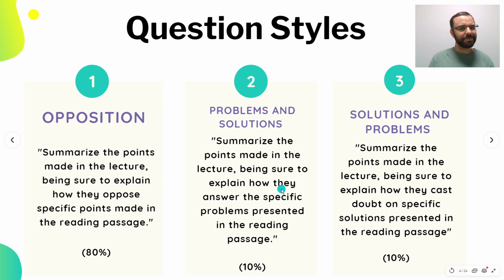10% of the time, you get something a little bit trickier. We call this one the problems and solutions style. In this case, the reading presents 3 problems related to some specific topic, and the lecturer gives solutions to each one of those problems. So, for example, the author of the reading might feel there are 3 problems with using solar energy in the future, but the lecturer will challenge these claims by giving a solution to every one of the problems.